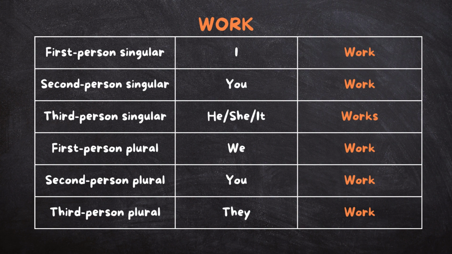The second person singular, which is you, we have you work. Now, remember, this is the third person singular, that is he or she or it, and it's going to take works. Remember that in the simple present tense, the verb form stays the same, but when it gets to the third person singular, we add an s. Don't forget this rule. Moving on, we have the first person plural, that is we, and we get we work. The second person plural, you, becomes you work. And finally, the third person plural becomes they work.